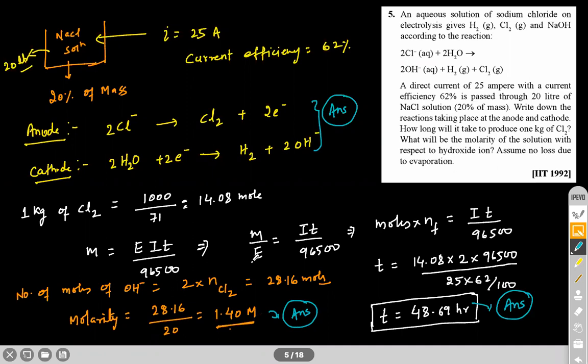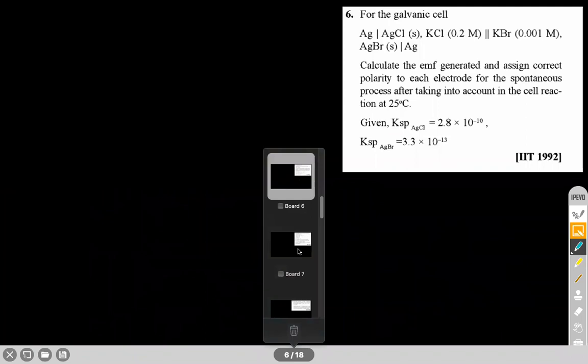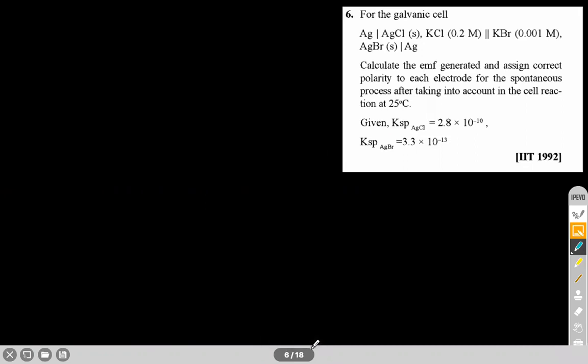Okay, now the next one you see, for the galvanic cell, it is given Ag, AgCl solid, KCl 0.2 molar, KBr, AgBr solid, Ag. Calculate the EMF generated and assign correct polarity to each electrode for the spontaneous process after taking into account the cell reaction at 25 degrees Celsius. Ksp is given, right? So E cell, what we can write, E cathode minus E anode.